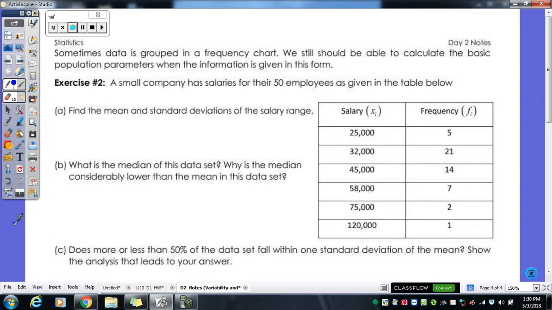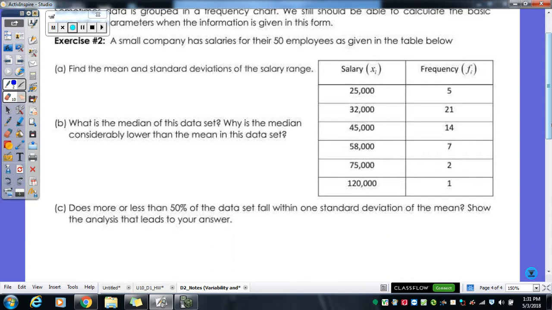So sometimes data is grouped in a frequency chart. We still should be able to calculate the basic population parameters with this information that's given in this form. So we have here a company showing the salaries of all of their 50 employees. So that is everybody that works there. We're dealing with that full population. They want us to first find the mean and the standard deviation for this.